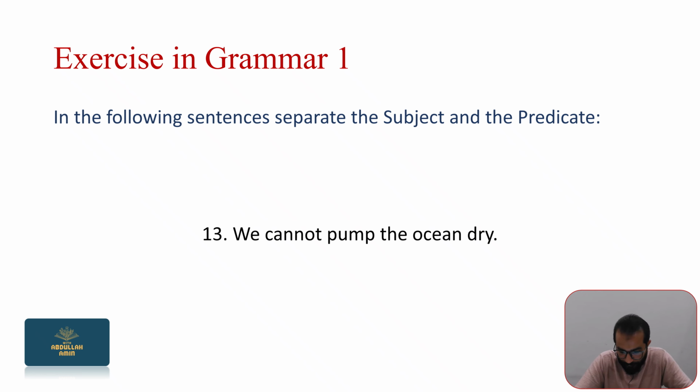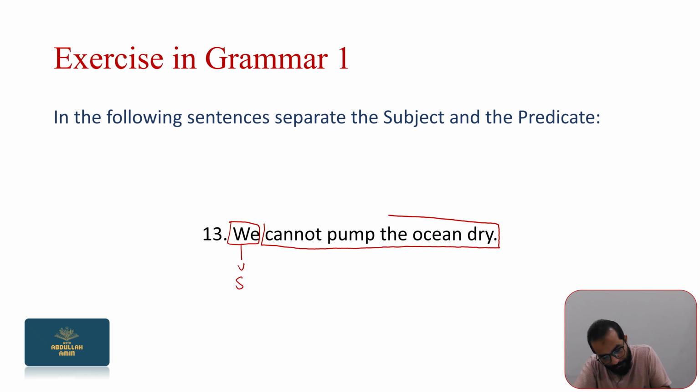13th example. We cannot pump the ocean dry. Over here we have this pronoun we as the subject, and from here cannot pump the ocean dry till the end of the sentence is the predicate. We is the subject, cannot pump the ocean dry is the predicate of this example.